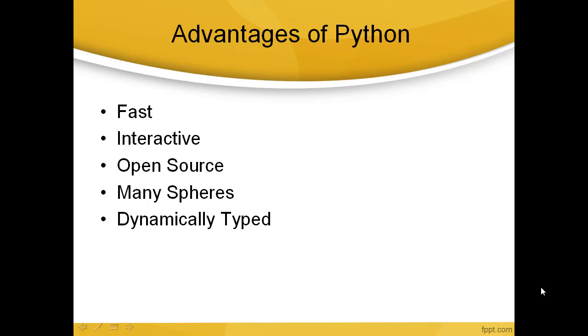Advantages of Python. Compared to Java, Python is fast because its initial startup time is better and it has better memory usage. Python is interactive. When you install Python, you will get a shell which is called the interpreter. Python is open source.